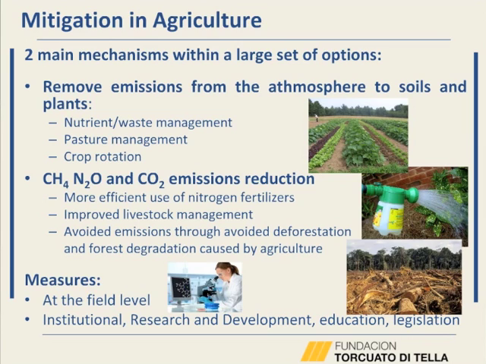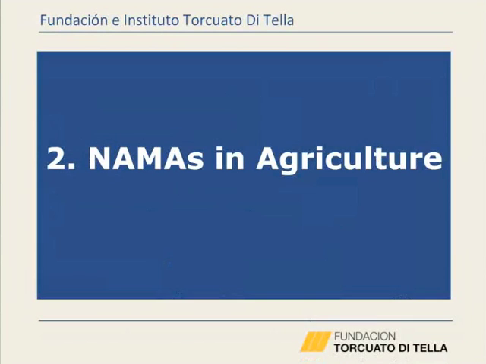The second mechanism through which we can reduce emissions in the agriculture sector is to reduce direct emissions of methane, nitrous oxide, and carbon dioxide through more efficient use of nitrogen fertilizers, improved livestock management, and avoided emissions through avoided deforestation and forest degradation caused by agriculture. All these measures that are supposed to be applied at the field level should also be supported by institutional measures, research and development, education, and legislation frameworks.